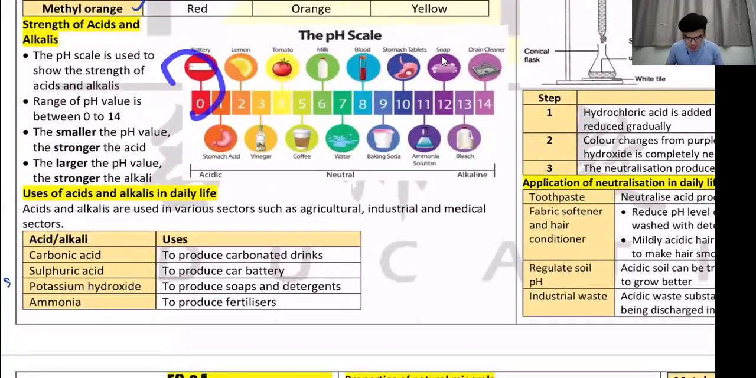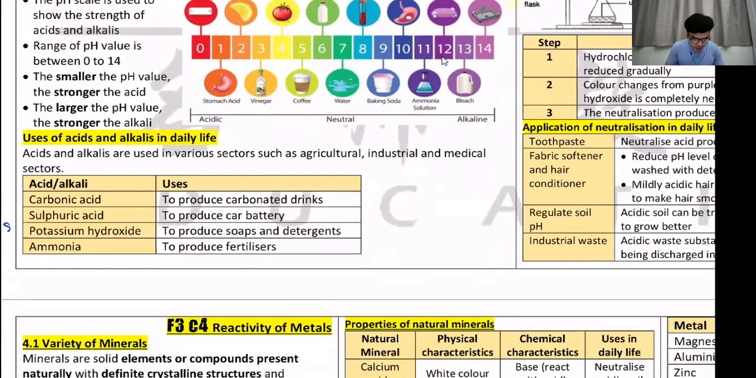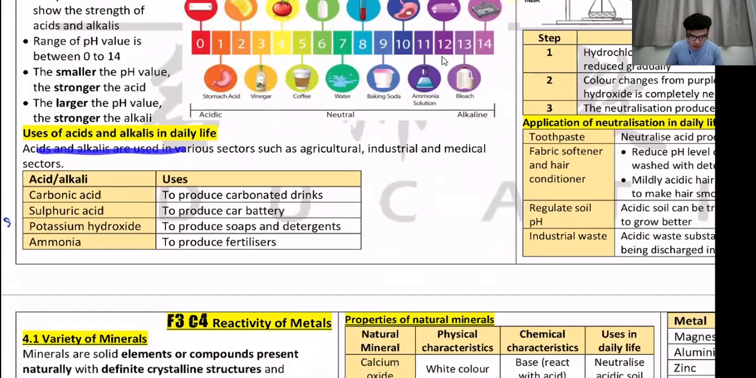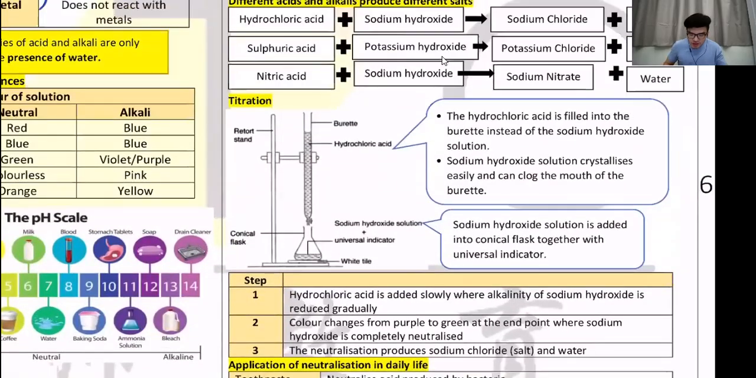So 0 being the strongest acid, 14 being the strongest alkaline. And then the use of acid and alkaline in daily life. All these acid and alkaline samples, you can just kind of see it for fun. Carbonic acid is used to make soft drink, carbonated drink. Sulfuric acid is in your battery. Potassium hydroxide is in your soap. Ammonia is in your fertilizer. So don't pay too much attention here because it's not worth your time. We have like 10, 20 types of acid. Should you memorize them all? Of course not. All right, so next one, let's look at neutralization.